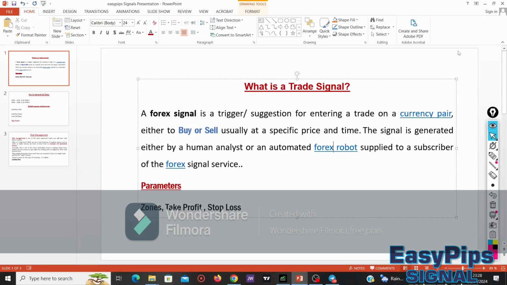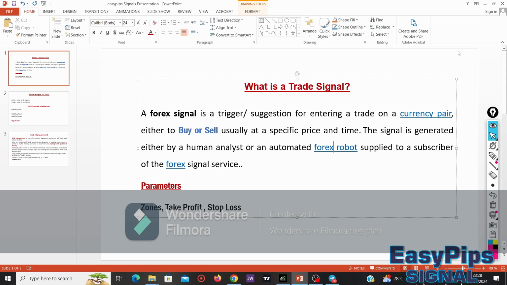Let's start this video properly by defining what a trade signal is, or what a Forex signal is. Now, a Forex signal, as it's being called, or as you might have heard, is a trigger or a suggestion for entering a trade on a currency pair, either to buy or sell, usually at a specific time and price.